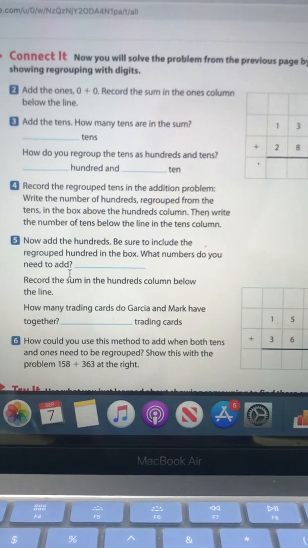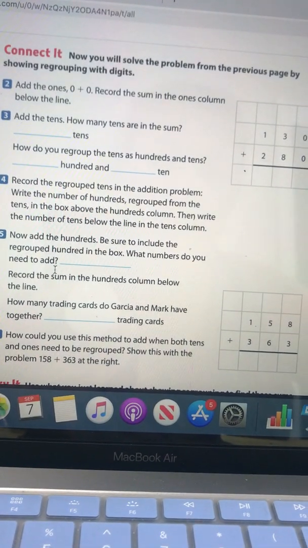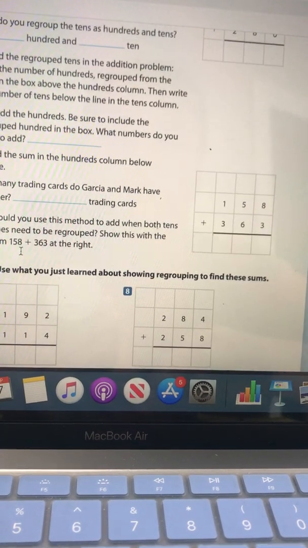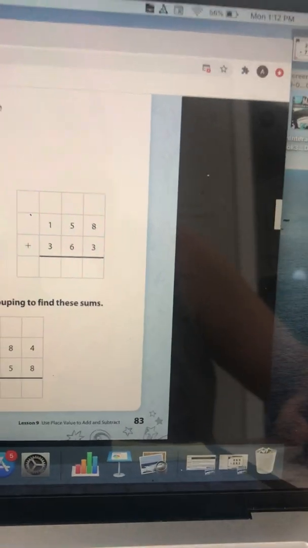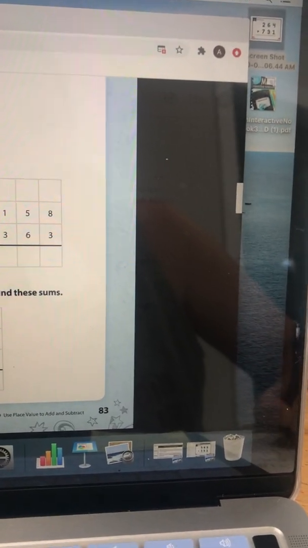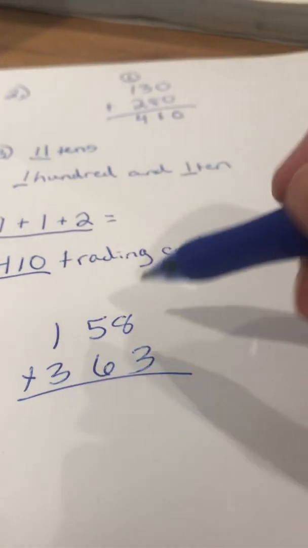Number 6. Number 6 says, how could you use this method to add when both 10s and 1s need to be regrouped? Show this with the problem 158 plus 363 at the right. So I'm going to work this out. Let me copy the problem. 158 plus 363. It's in the grids, so pretend mine's in the grids.